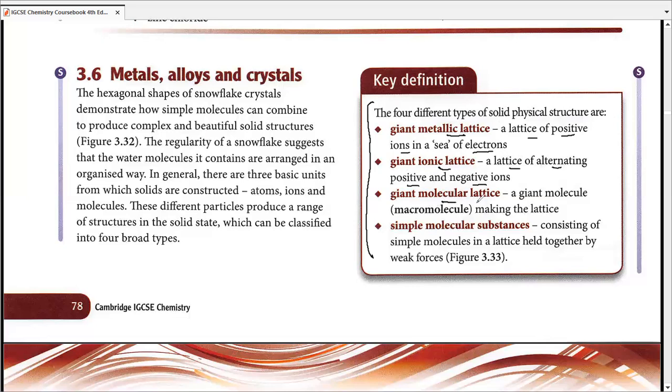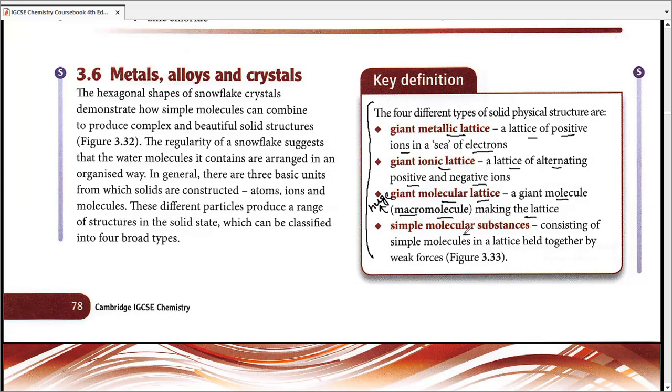Next up is giant molecular lattice. A giant molecular lattice or macromolecule. The word macro itself means huge or gigantic. So we are keeping this specific topic for the next pages. After a couple of pages, we're going to get started with this one. And they also make a lattice. They are made up of covalent bonding. As the name suggests, the word molecular itself comes from covalent bonding. So it is made up of nonmetals only.